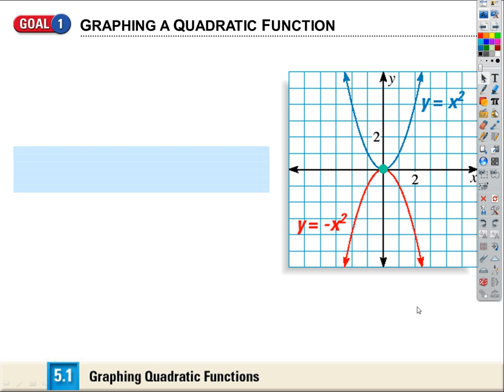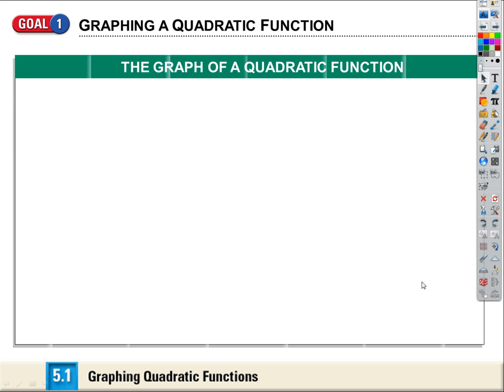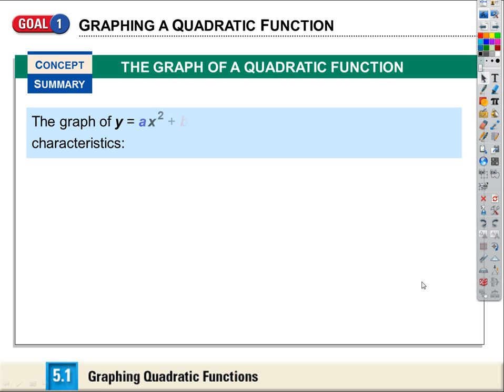So the origin's the vertex of both of these guys. The y-axis is the axis of symmetry, okay? So graphing a quadratic function. Now this isn't the order that I would choose to present this in, but it's not a big deal. So if we're given a quadratic function in general form or standard form, how do you graph it?